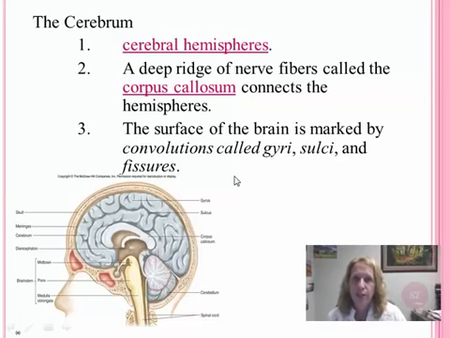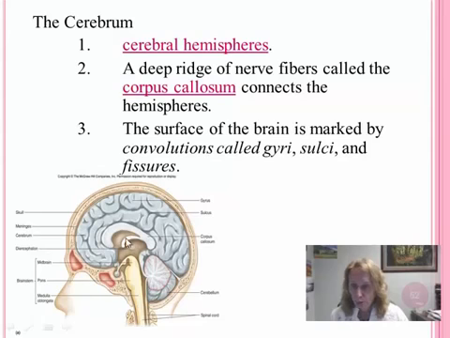Hi, this video is on the cerebrum and the ventricles of the brain. The cerebrum consists of two cerebral hemispheres that are connected by the corpus callosum, a bundle of axons. The surface of the brain is convoluted, and these convolutions are called gyri, which is plural for gyrus.